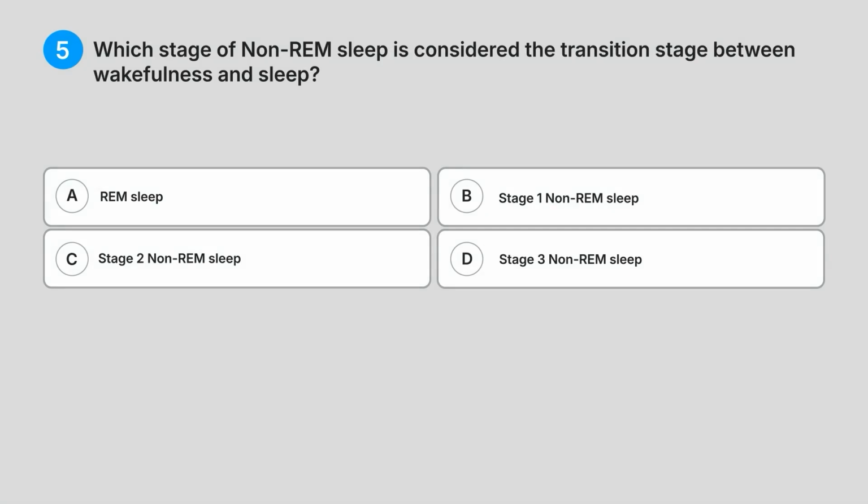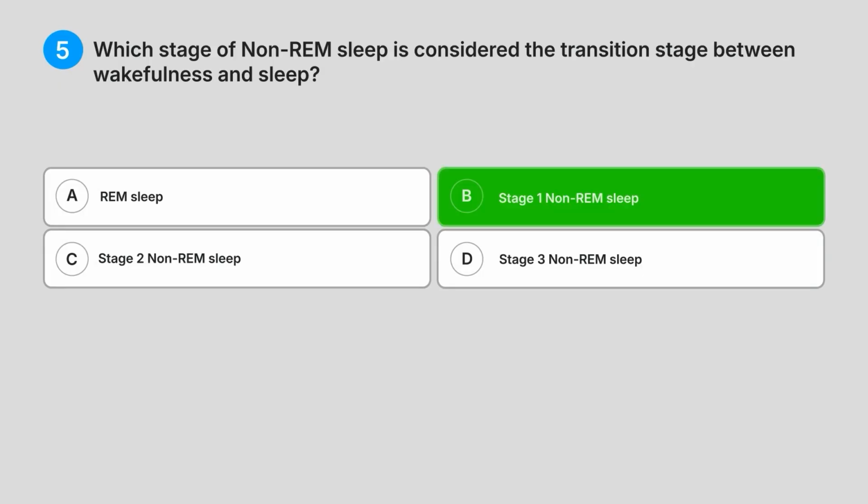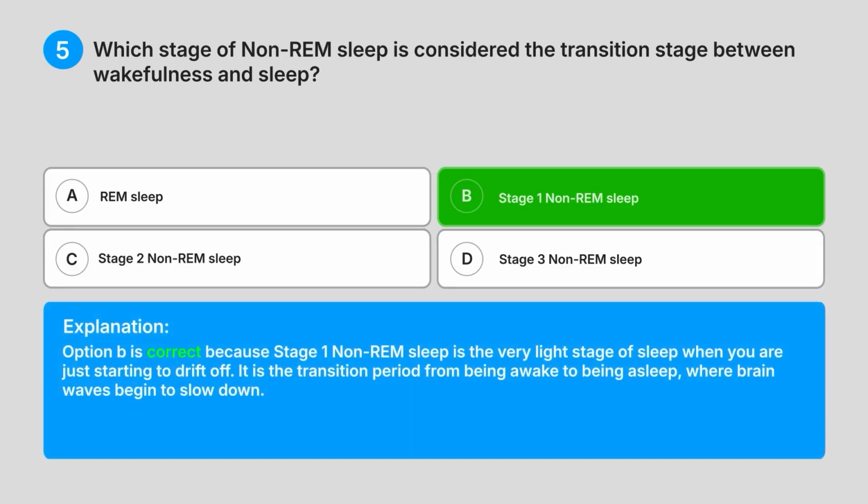Correct answer: B. Stage 1 non-REM sleep. Explanation: Option B is correct because stage 1 non-REM sleep is the very light stage of sleep when you are just starting to drift off. It is the transition period from being awake to being asleep, where brain waves begin to slow down.